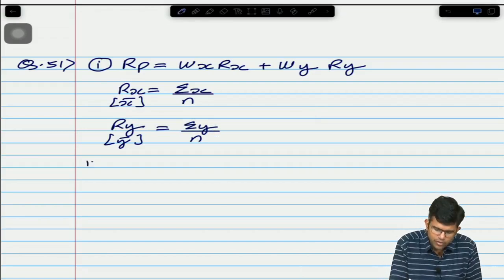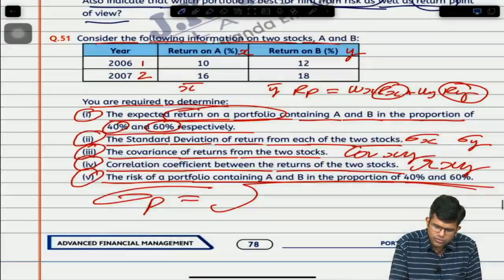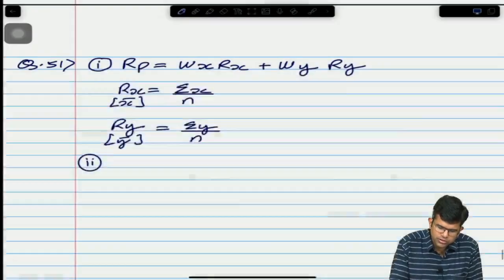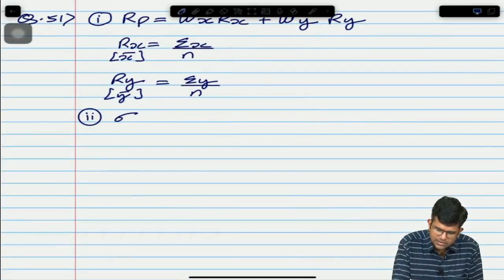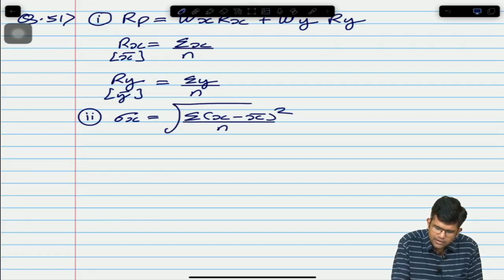Okay, point number 2, what are they asking you? They are asking you sigma of the two stocks, sigma x. Students, sigma x formula is summation x minus x bar the whole square upon n, the whole under root.